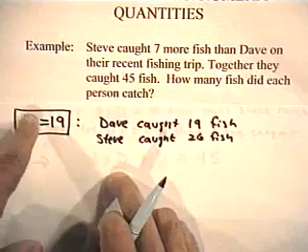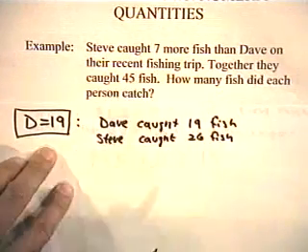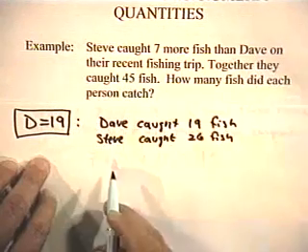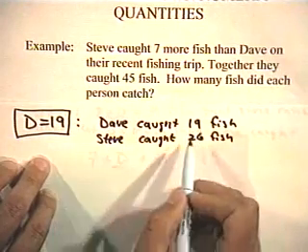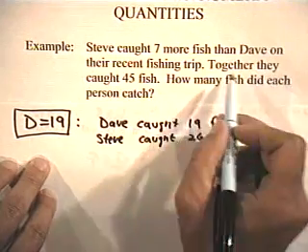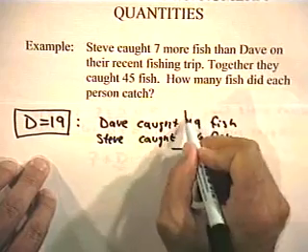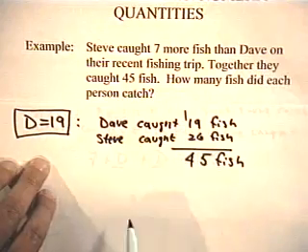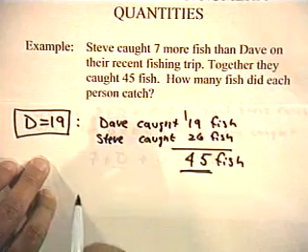So we're fairly positive that we have the right answer. We've got D equals 19, which was the number of fish that Dave caught. But let's get the original problem out in front of us and check. Did Steve catch 7 more fish than Dave? We had Dave catching 19 and Steve catching 26. Yes, Steve caught 7 more than Dave. And together, did they catch 45 fish? 9 and 6 is 15, 2, 3, 4. So everything checks out with the original problem. Dave caught 19, Steve caught 26, and together they caught 45.